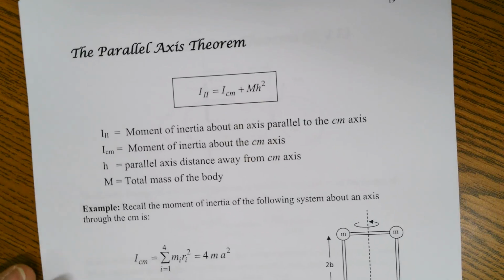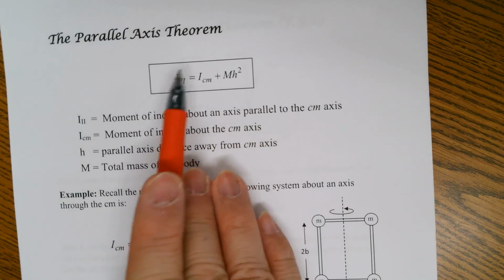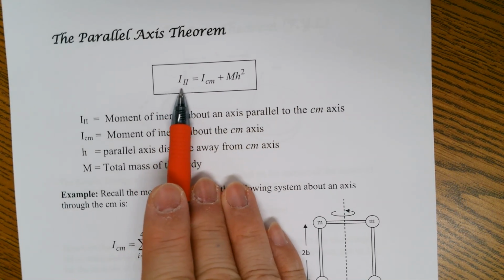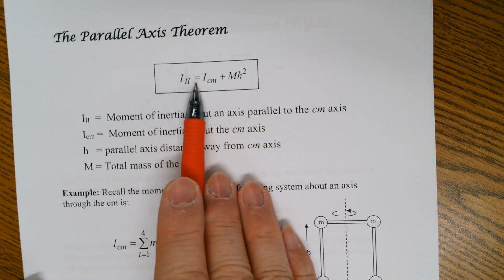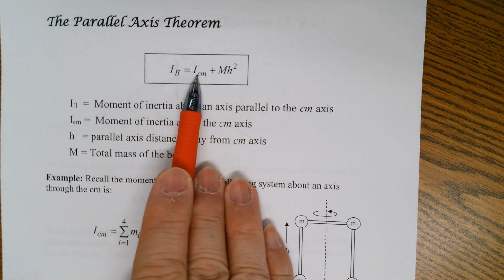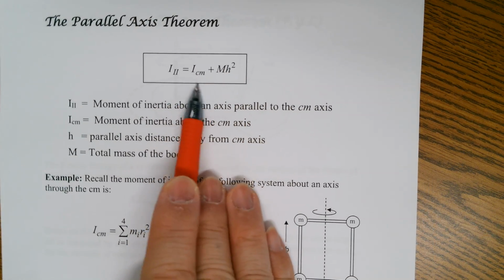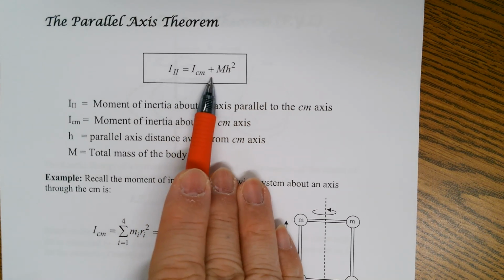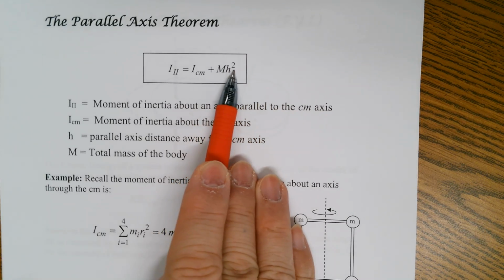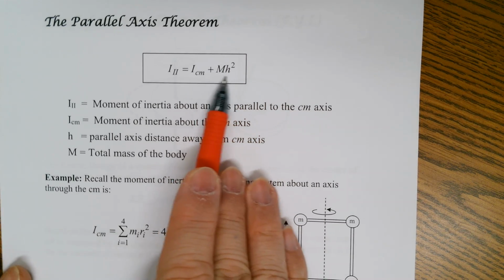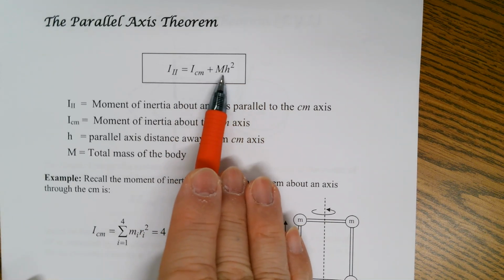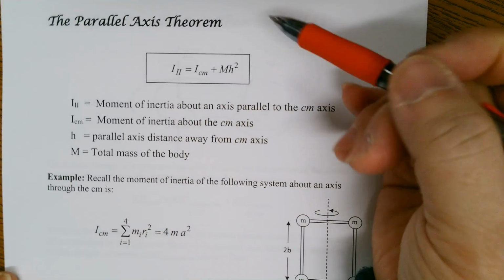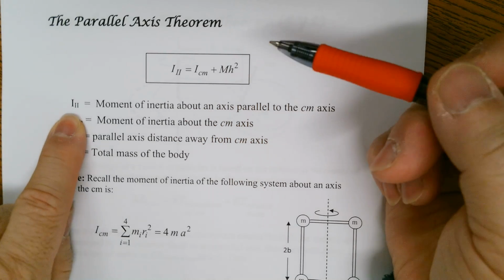So, parallel axis theorem states that the moment of inertia about an axis parallel to the center of mass is equal to the center of mass's moment of inertia plus Mh squared. And we know what this is, but Mh squared, we don't know what that means. Well, I defined it all here.